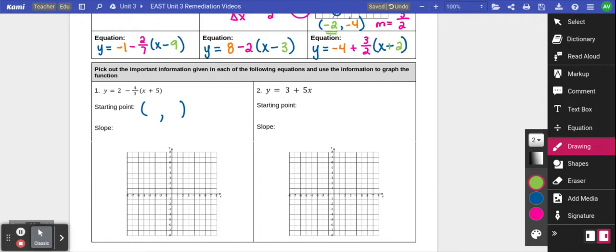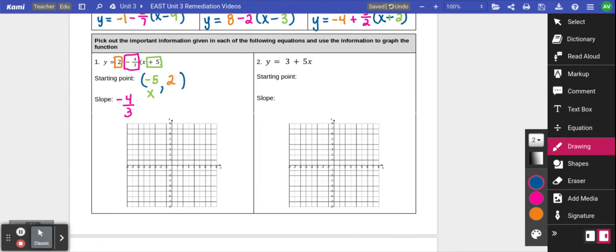Now in my equation, my starting x always went inside the parentheses next to the letter x. In this case, it's a positive 5. But like I said, when it comes to x, it's always the opposite because there's this minus built into the equation. And so the starting x here would actually be negative 5. My starting y is always the number that is not attached to x. It's sort of a free spirit floating around in there. And my slope is always the number that is multiplied by the parentheses, which in this case would be negative 4 over 3.